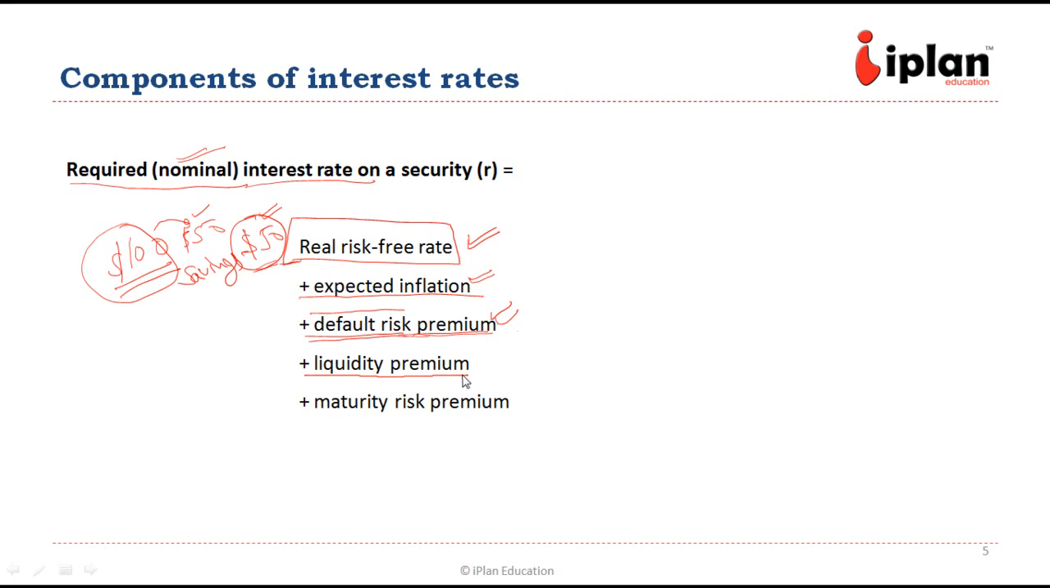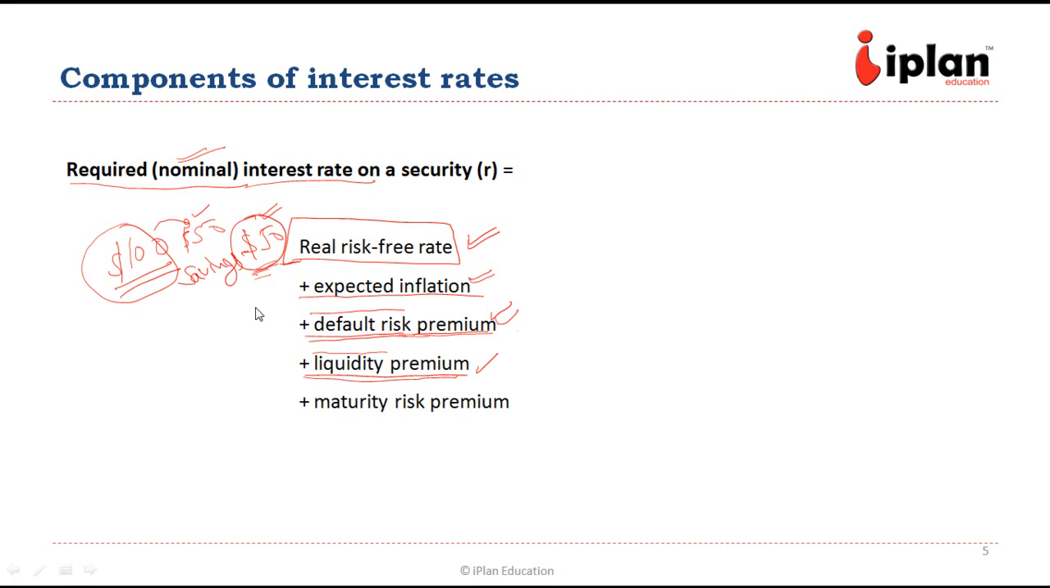Fourth component is the liquidity premium. We take the same case. Suppose this person, say 6 months after investing this money, suddenly needs his money back because of some liquidity requirement, some income needs which suddenly arises. For that, he might not be able to sell the bond of the company or the share of the company or whatever is the instrument immediately. So there is a risk which this person is taking in terms of liquidity.